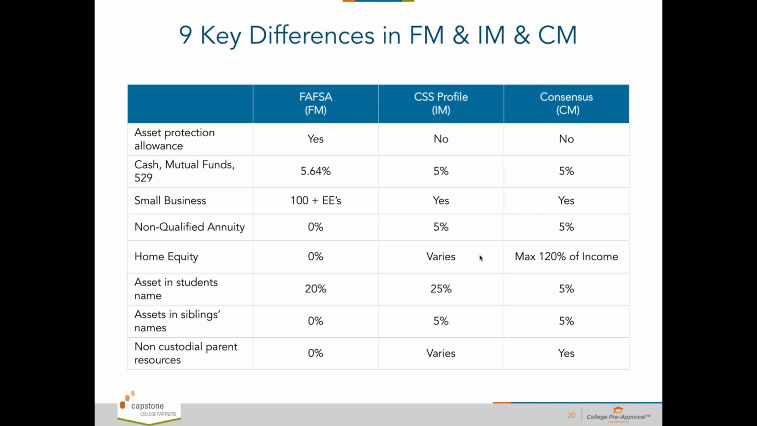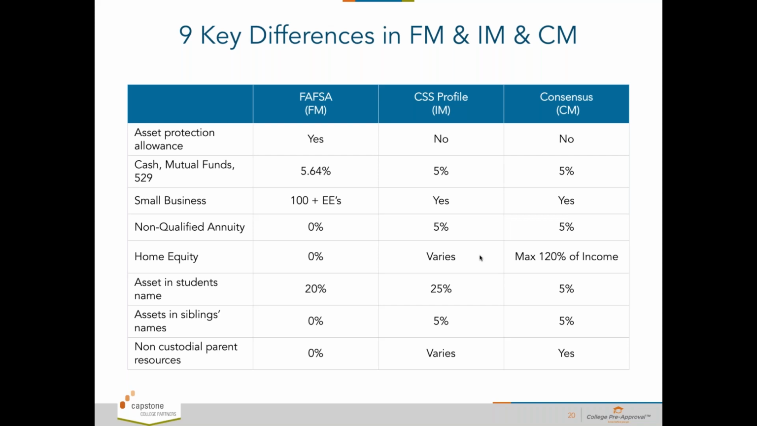Whereas the profile schools, the institutional method, have said if it's in the student's name, we're going to count it as a student's asset because they have control over it. So you can see that swing, because we're talking about a swing from 5% to 25%. You can see they look at the student assets in the student's name a little bit more on the institutional versus the federal.